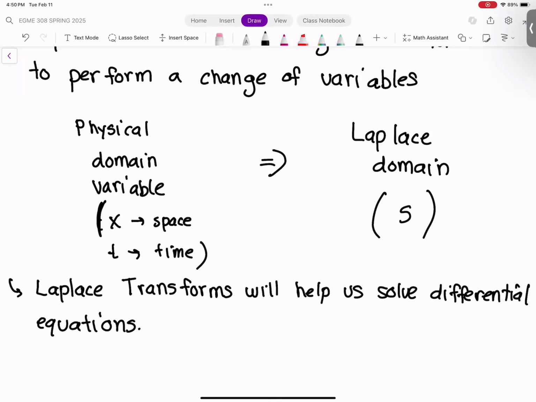Okay. So I kind of lied to you a little bit. I told you we're leaving differential equations, but we're just coming right back to solving them. We're just solving them in a different way. Okay. So the benefit of Laplace transforms is that a Laplace transform will basically take your differential equation and transform it into an algebra problem.